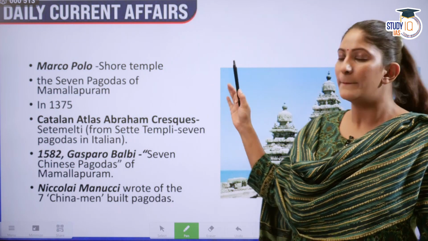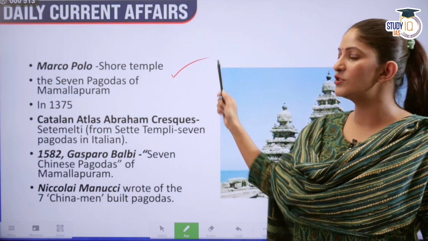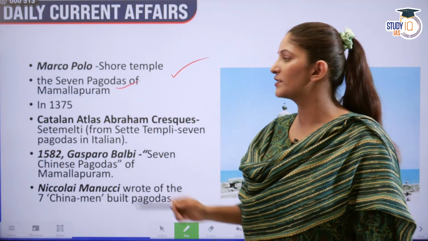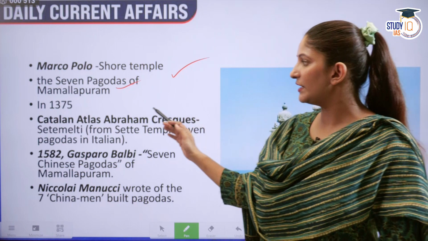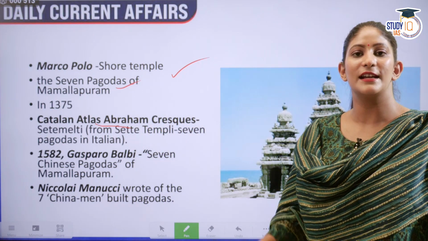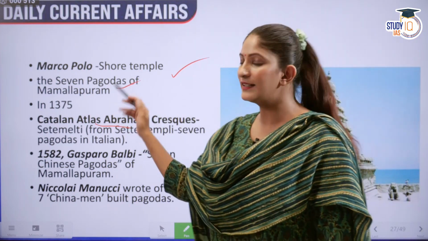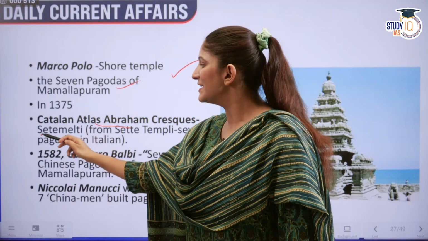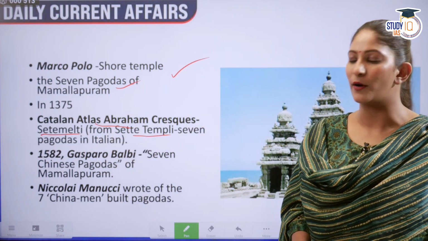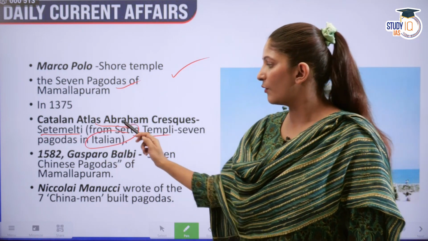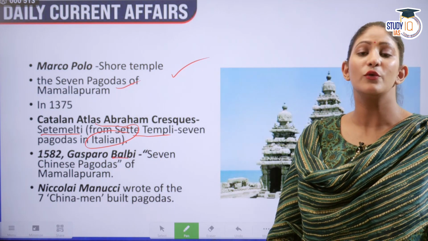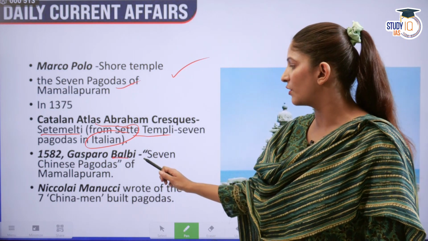Okay, moving on. Marco Polo has described 7 shore temples. He has said in his book that there are 7 pagodas of Mamallapuram. In 1375, the Catalan Atlas of Abraham Cresques has also described it as 7 temples. How? It has called the shore temples Sette Templi, which means 7 pagodas in Italian.